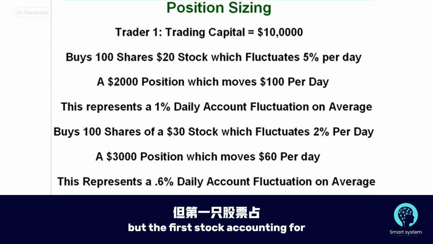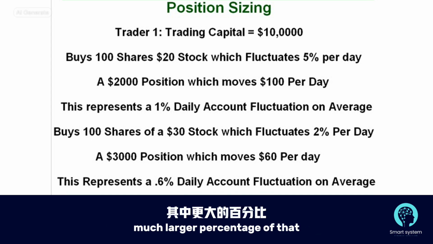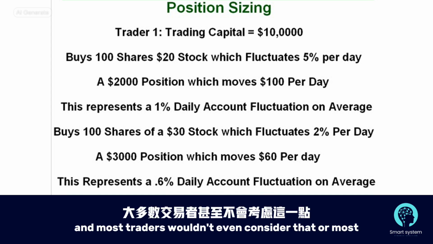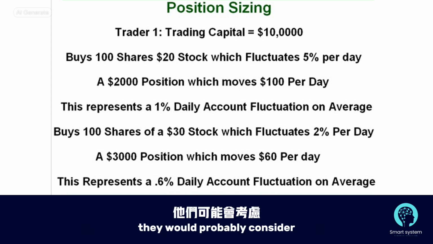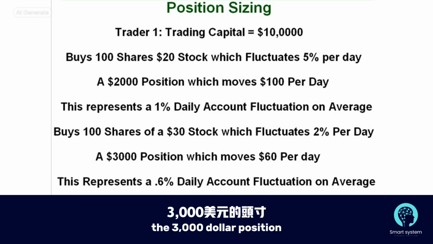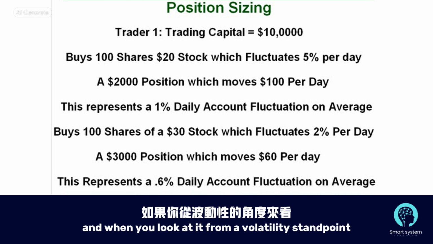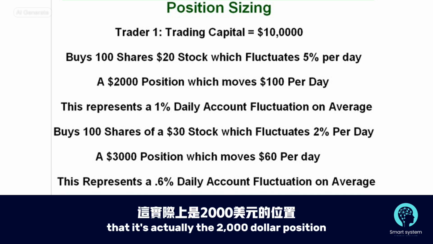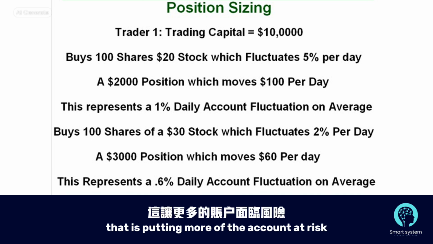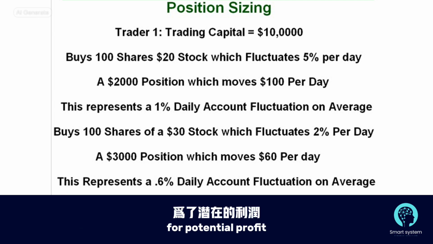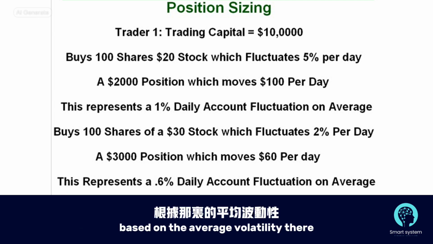Between these two stocks, you've got 1.6% daily account fluctuation on average, but the first stock accounts for a much larger percentage of that. Most traders wouldn't even consider that; they would probably consider the $3,000 position to be the larger position in the account. And when you look at it from a volatility standpoint, you can see here that it's actually the $2,000 position that is putting more of the account at risk, and also has a greater chance, on the flip side, of potential profit based on the average volatility there.